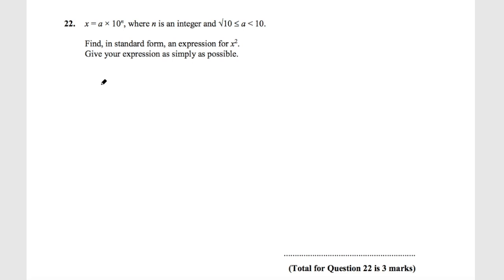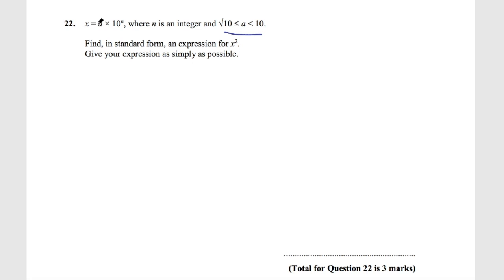Question 22 says x equals a times 10 to the power of n, where n is an integer and a is greater than or equal to the square root of 10 and less than 10. Find in standard form an expression for x squared. Give your expression as simply as possible. So let's just ignore this bit for now, and let's just look at this expression.